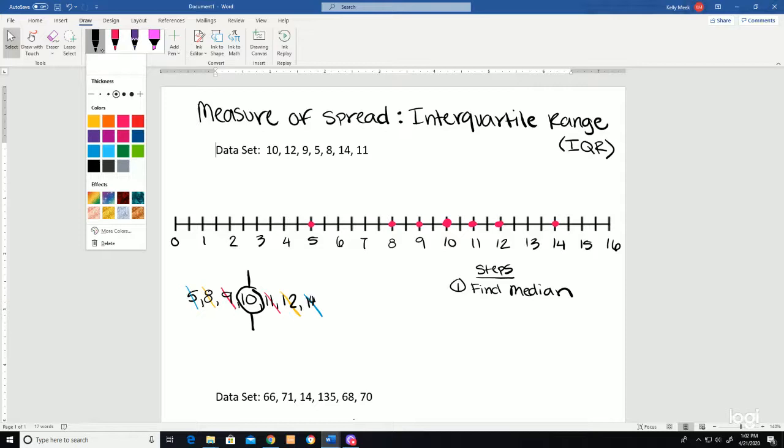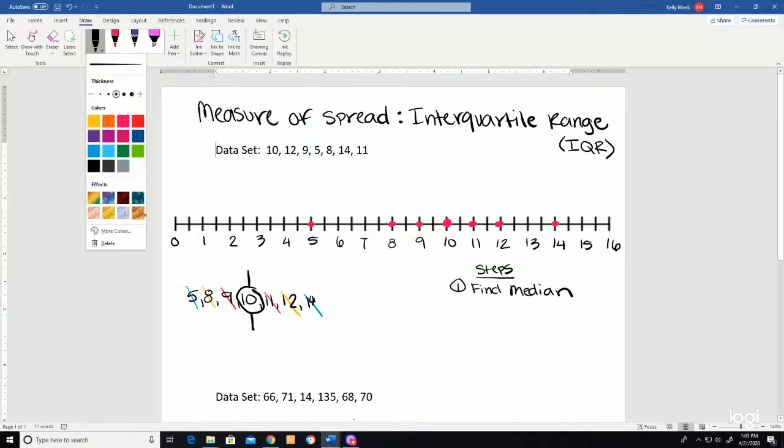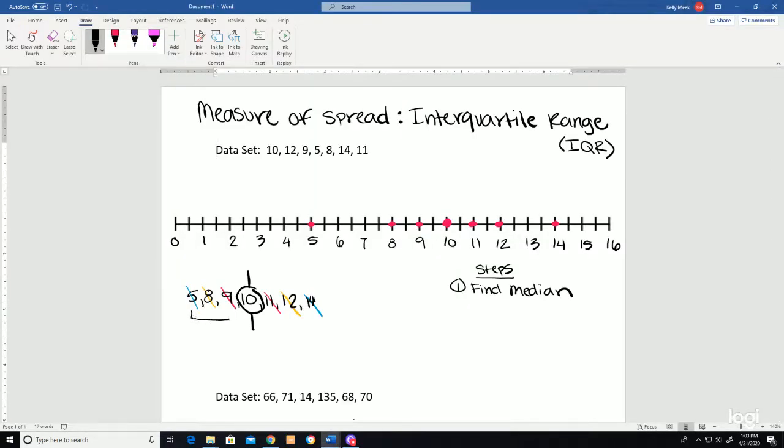And actually, those halves have names. This is all part of the interquartile range. For the first part, this half down here is called the first half or the lower half. And this half up here is called the second or upper half.